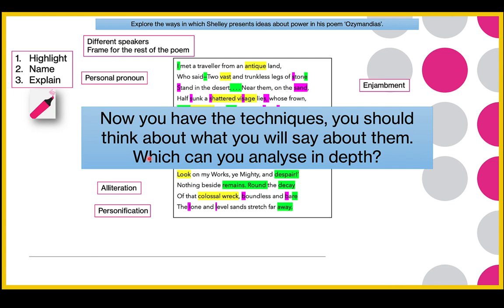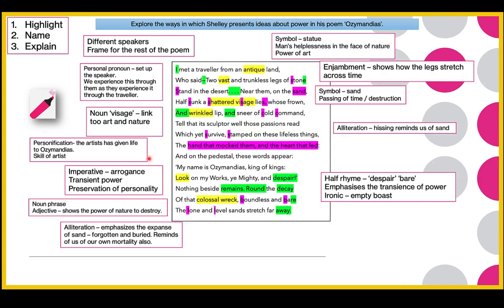So you may decide, well, actually, I don't really know what I would say about personal pronouns. I know it's there. I don't know what I'd say about it. And I actually don't now think it's relevant to the question of power. So you could skip that one and just do notes for the ones that you do think you could use or that you do think are relevant to the question.